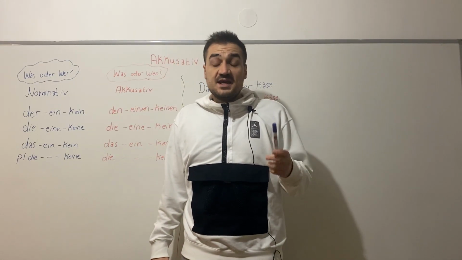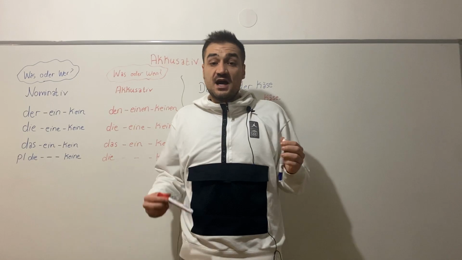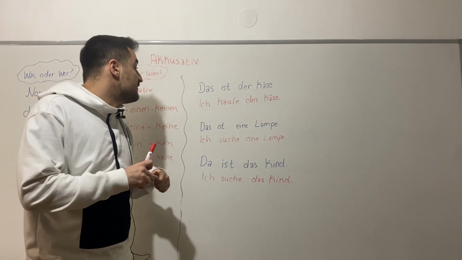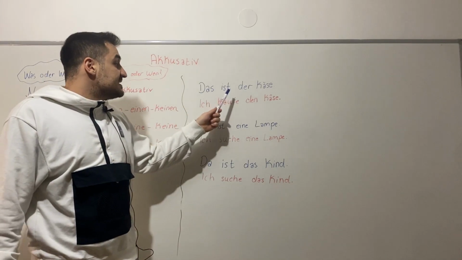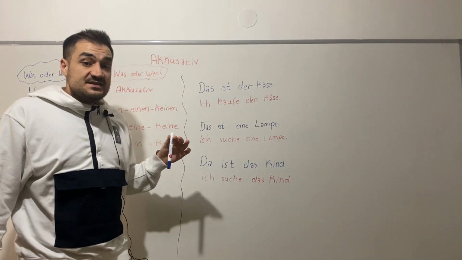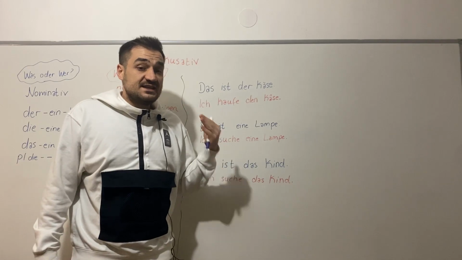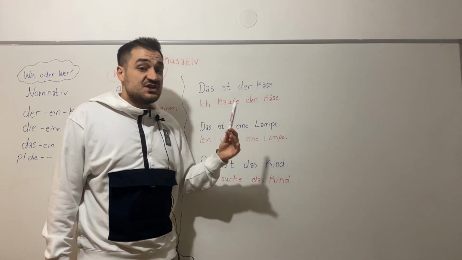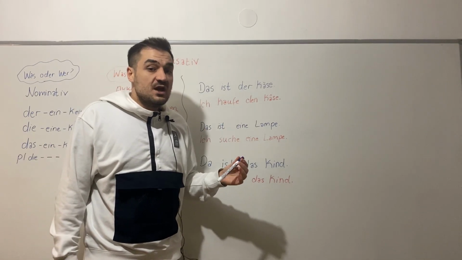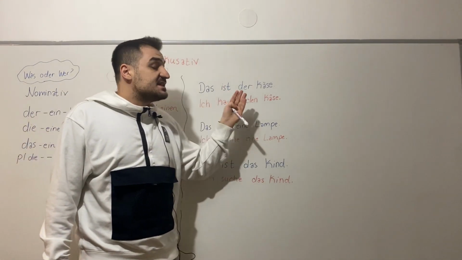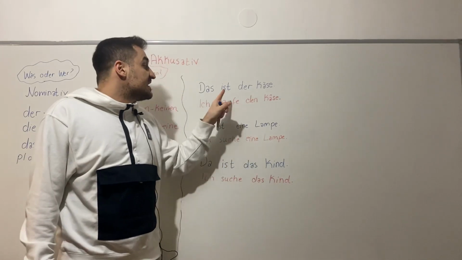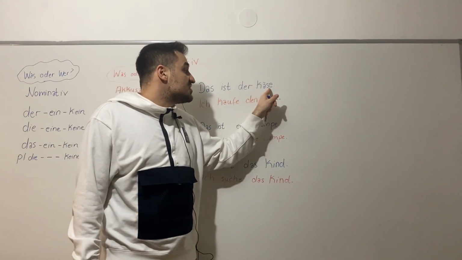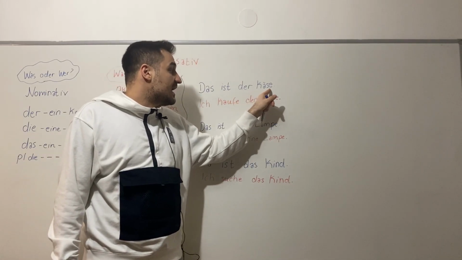In the nominative case I always use blue, and in the accusative case I always use the red color. In this case, the first sentence is Das ist der Käse. This sentence is always in the nominative case, because you can see that in this sentence there is no action or movement. You are only saying this is the cheese. And that's why we are using the nominative case, and we don't change the article of the noun.